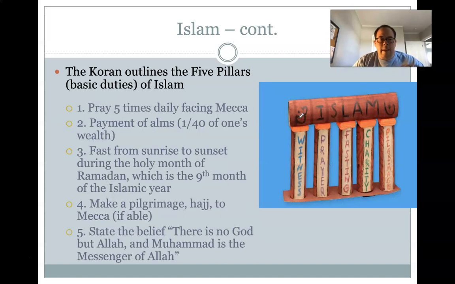The Quran outlines five pillars, or the basic duties of a Muslim. They have to pray five times daily facing Mecca. They have to give alms, or one-fortieth of one's wealth. They have to fast from sunrise to sunset during the holy month of Ramadan, which is the ninth month of the Islamic year. They make a pilgrimage, or Hajj, to Mecca if they're able. And then they have to state the belief that there is no God but Allah and Muhammad is the messenger of Allah. So all of these make up the five pillars of Islam.